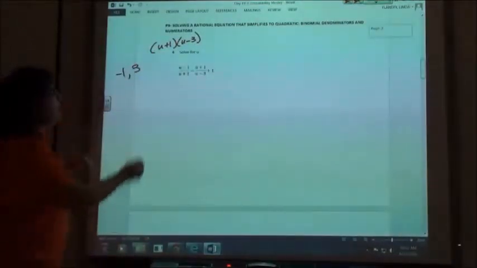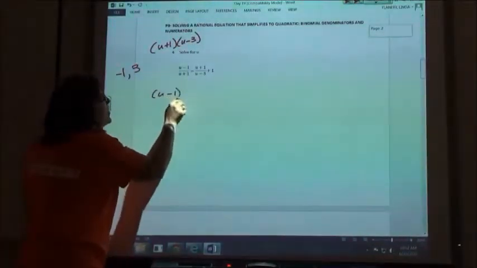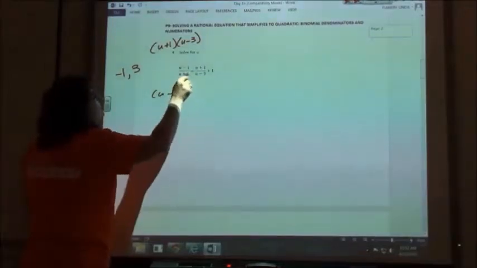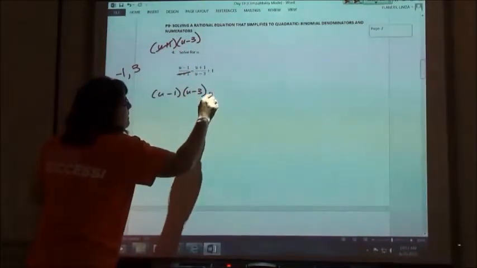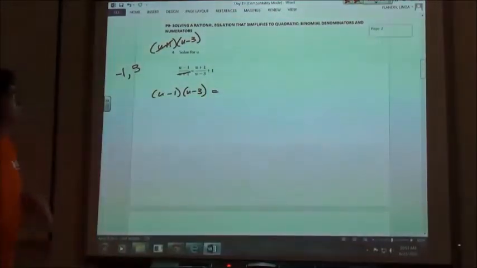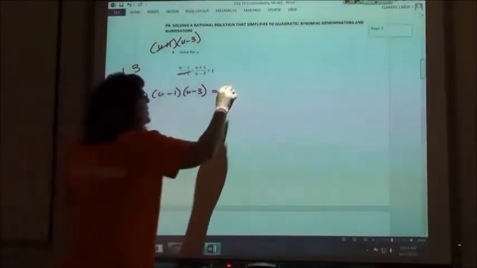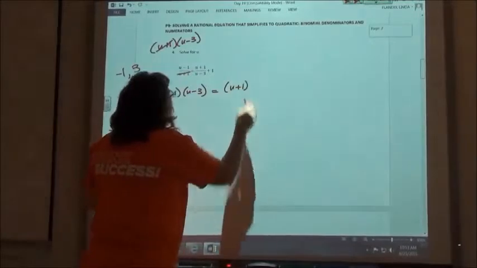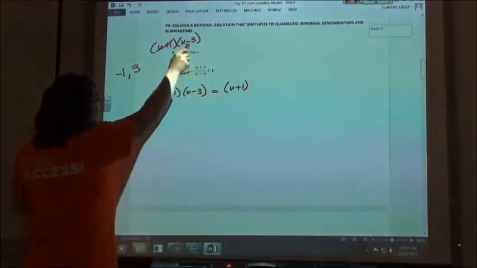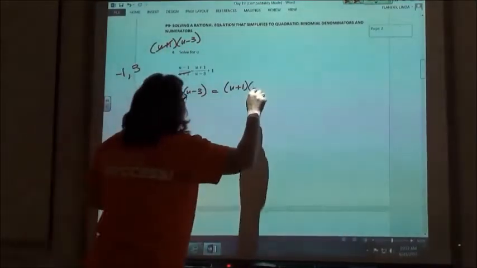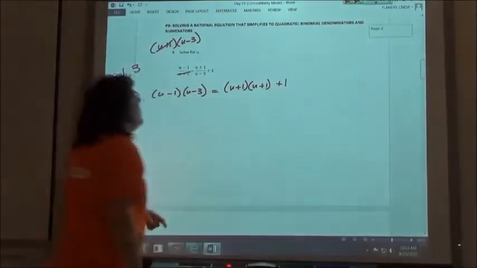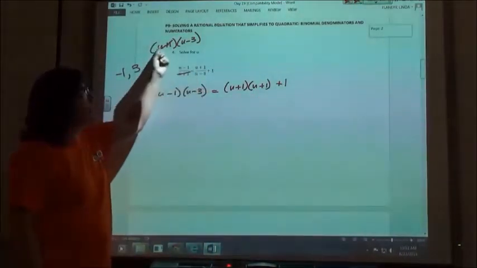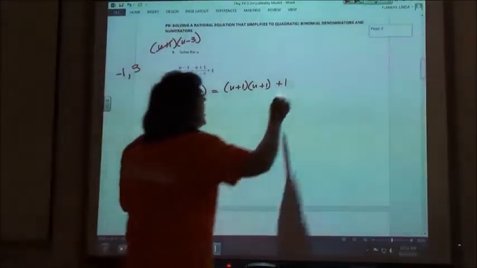So I'm going to take the u minus 1 on the top of the first fraction times, this will cancel the u minus 3. Here, I'm going to take my u plus 1. This time the u minus 3 cancels, so I'm going to have to multiply that by u plus 1. Plus 1. And the 1 doesn't have a fraction to cancel, so I've got to use them both, u plus 1 and u minus 3.